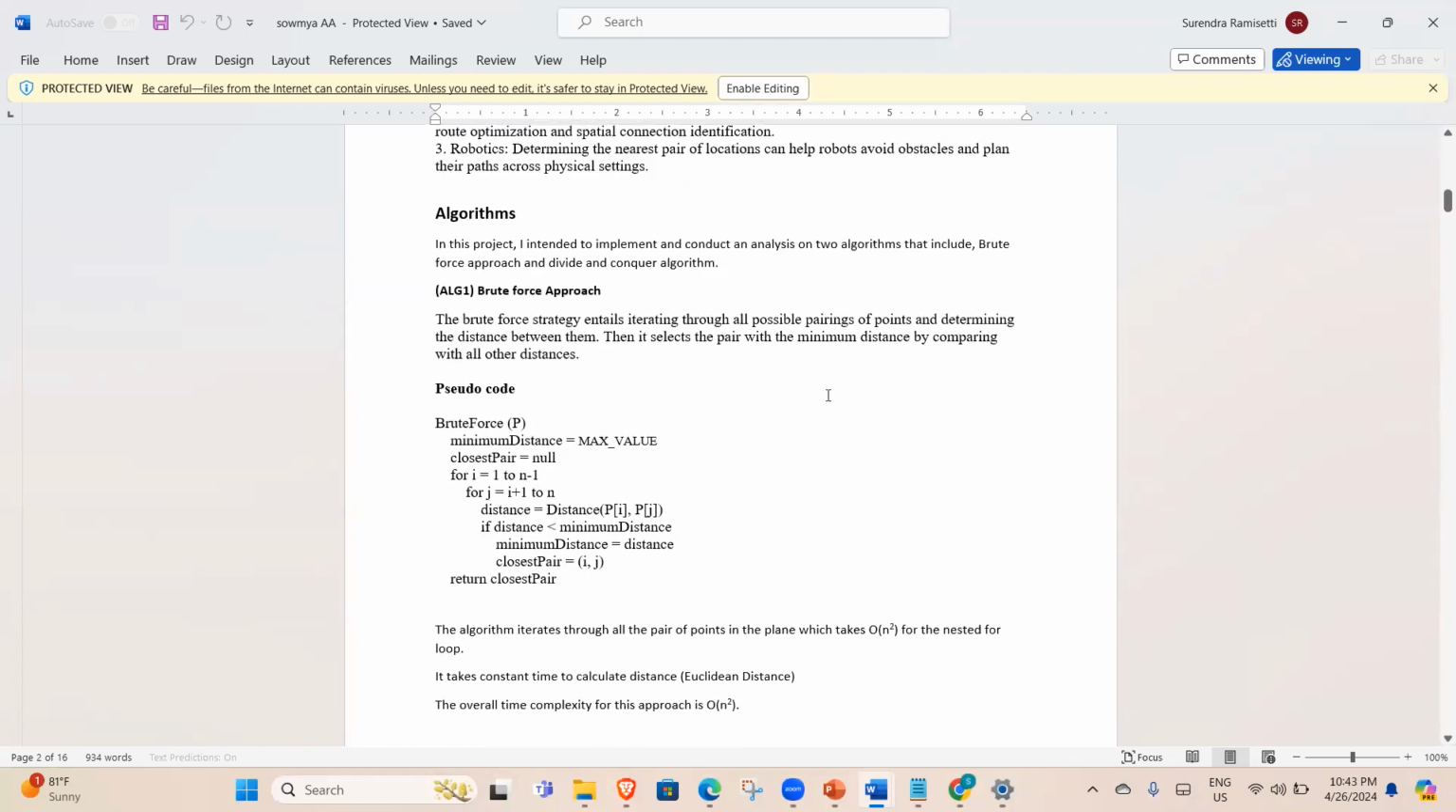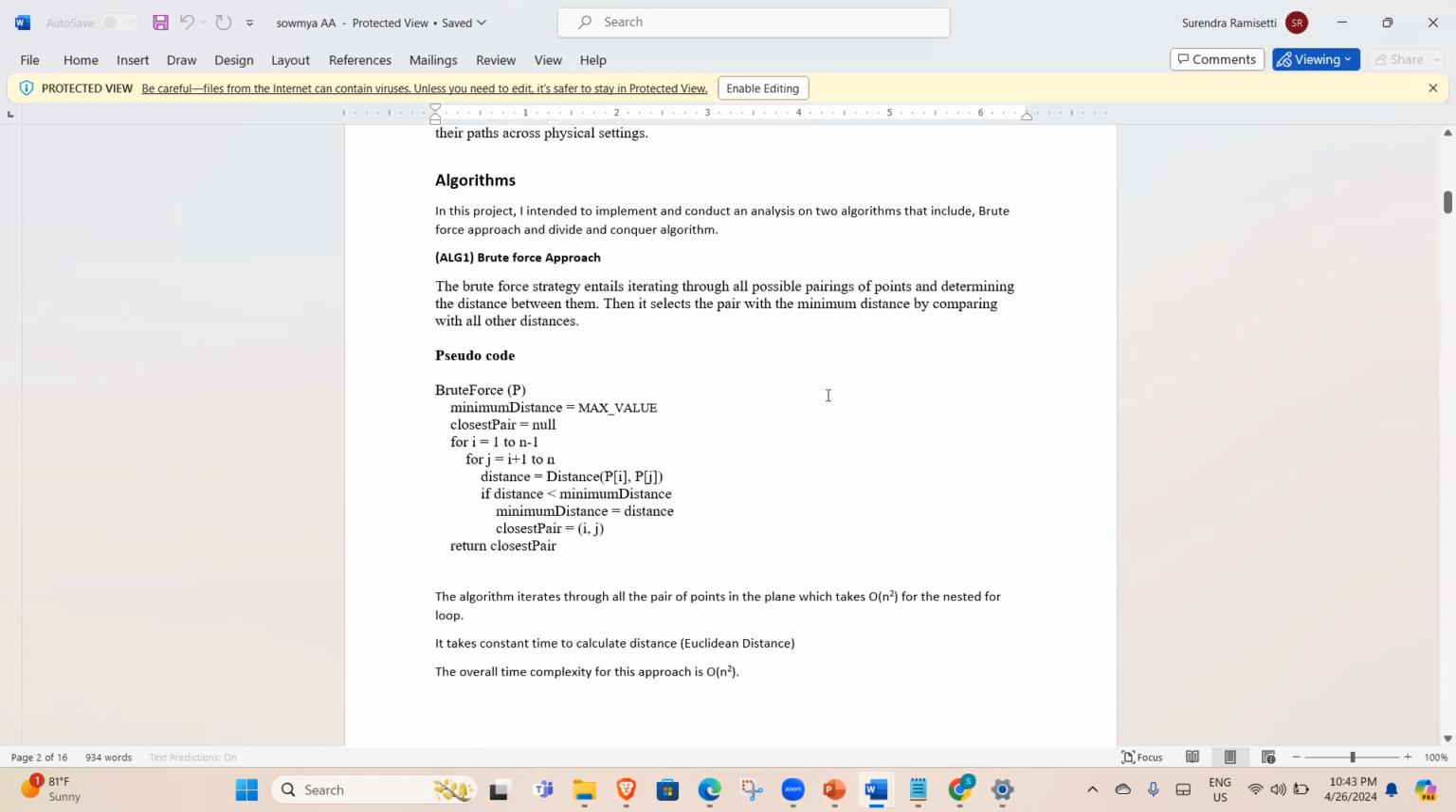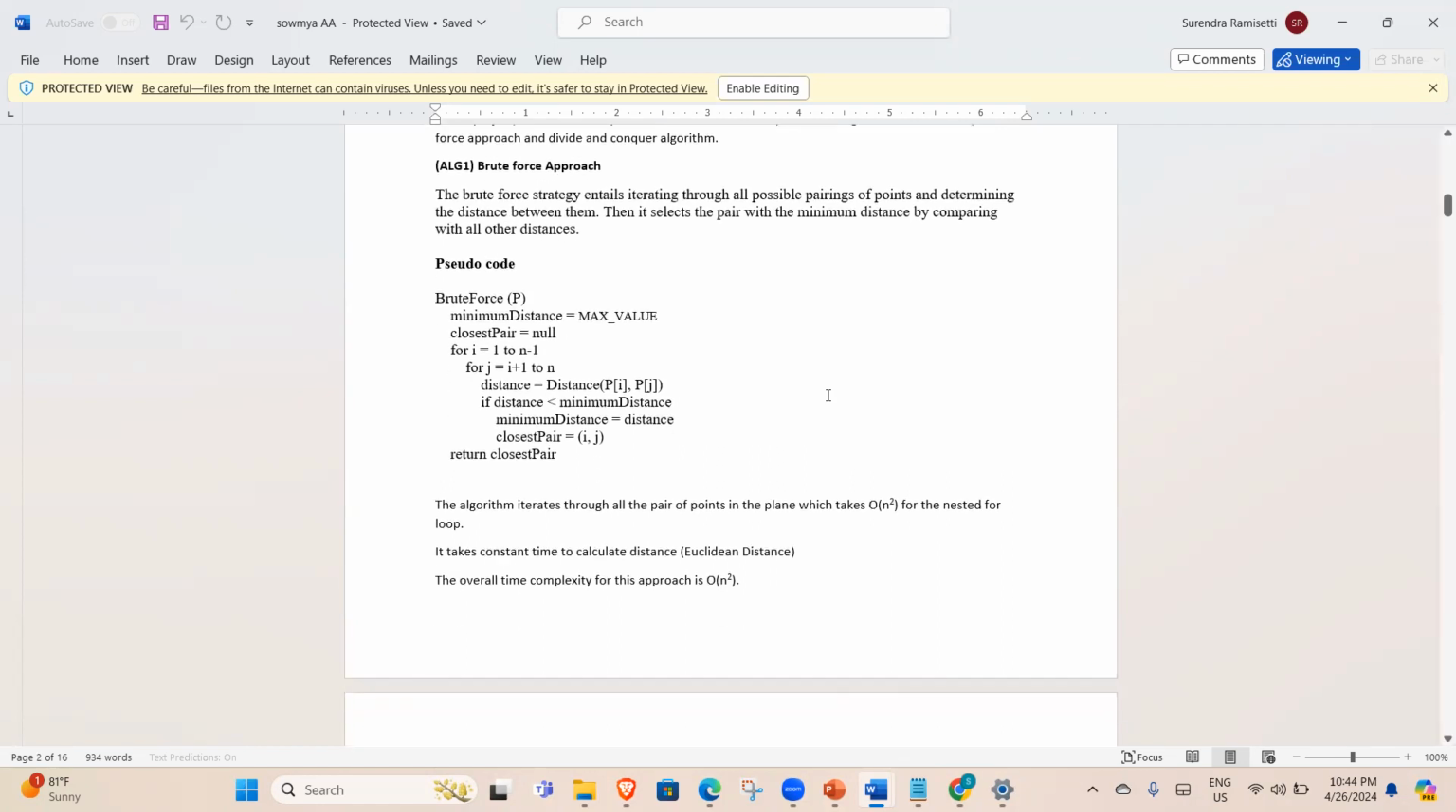I have implemented and conducted analysis on two algorithms, which include the brute force approach and the divide and conquer approach. The brute force strategy entails iterating through all the possible pairs of points, determining the distance between them. Then it selects the pair with the minimum distance by comparing with all other distances.